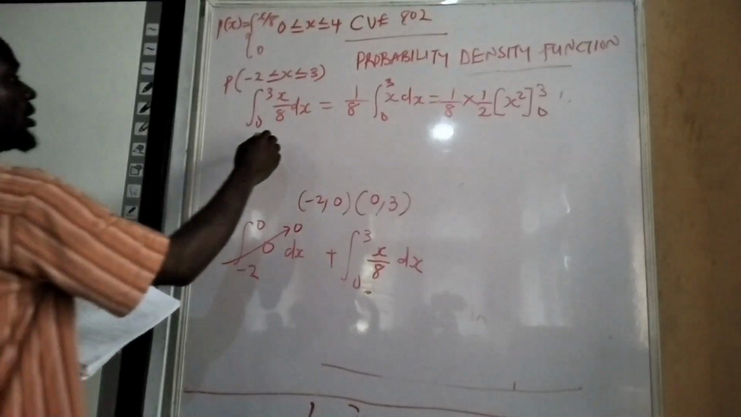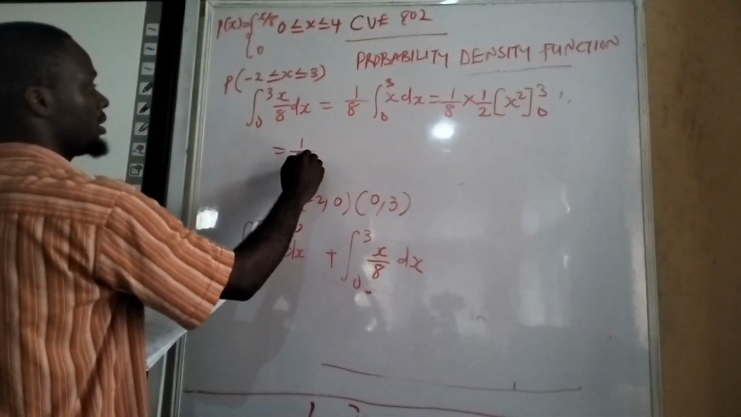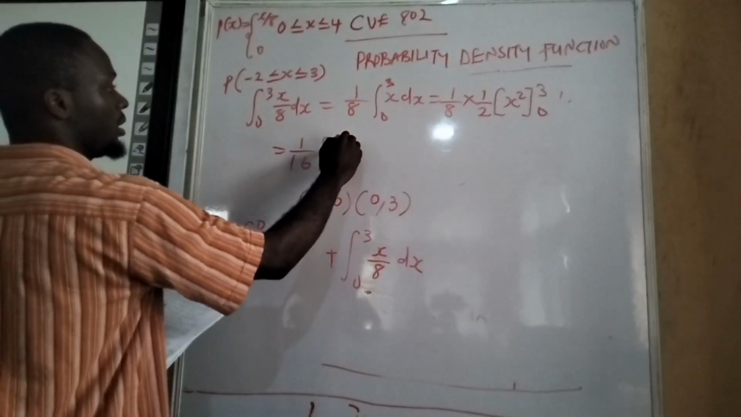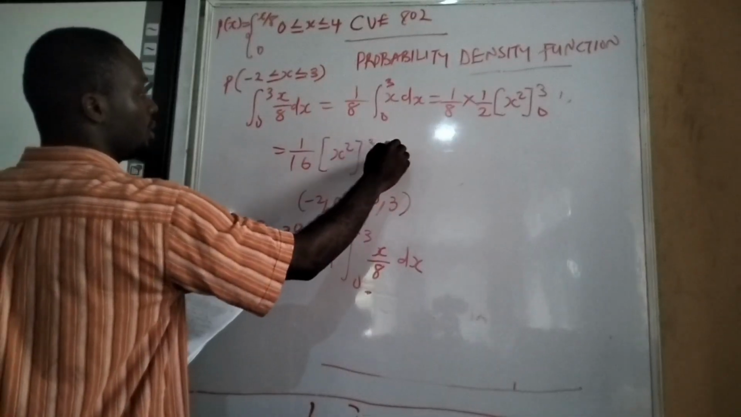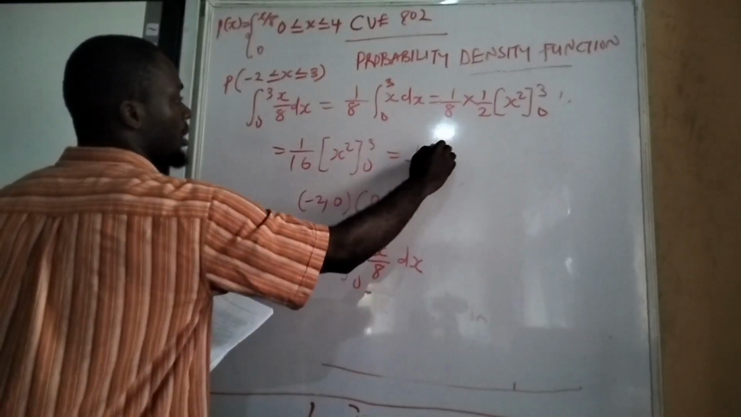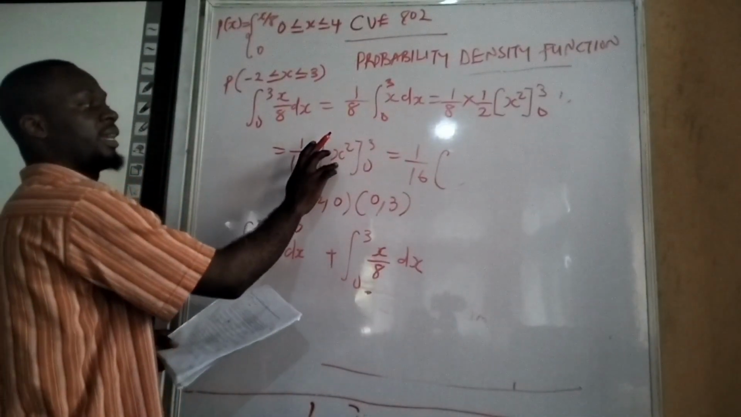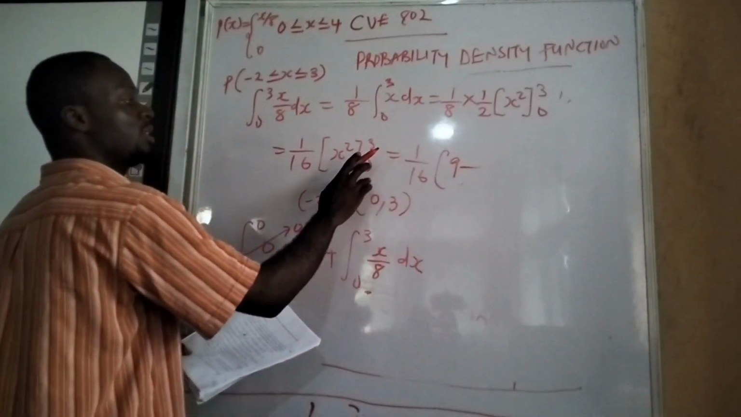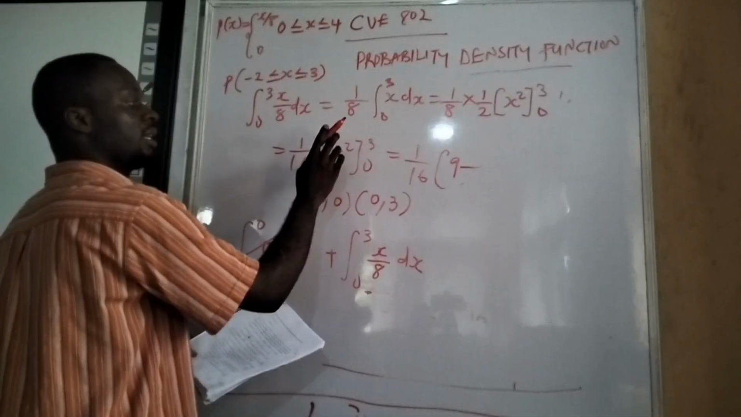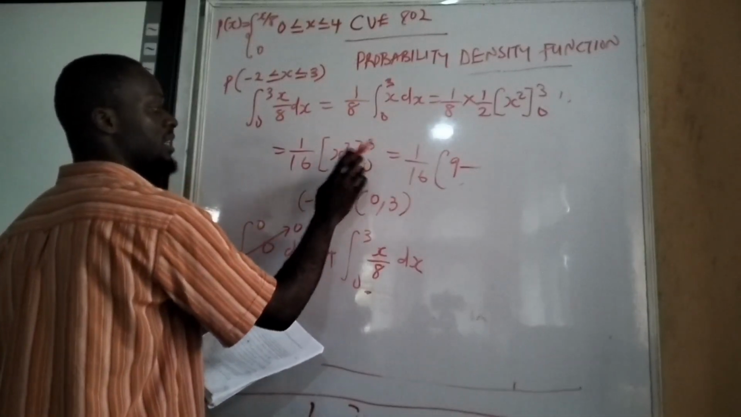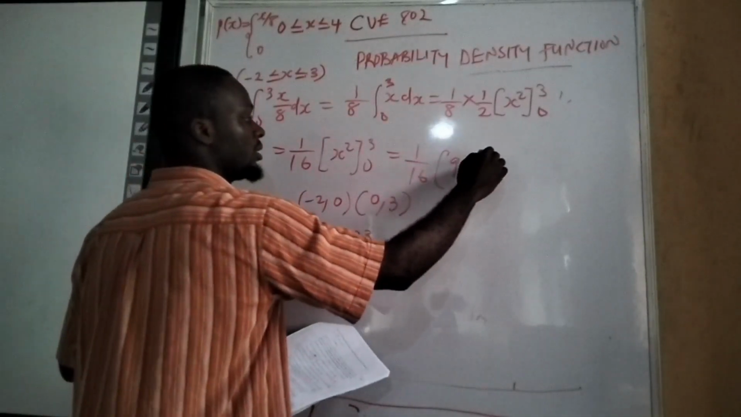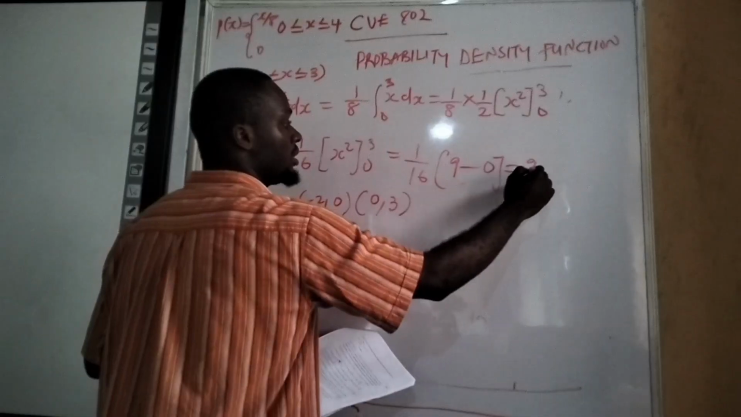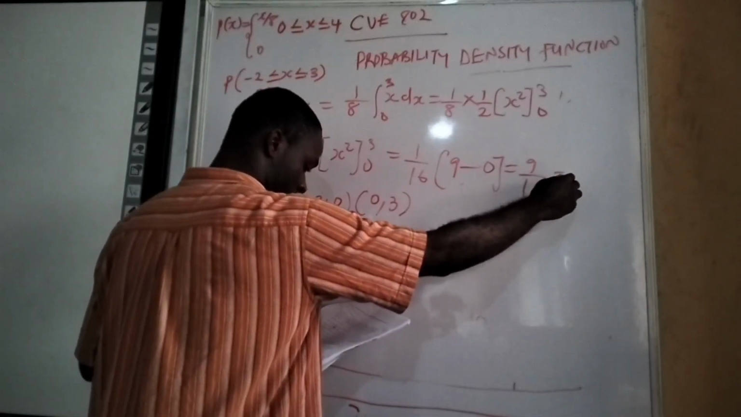So this is 1 over 16 x squared from 0 to 3. You put x at 3, 3 squared, you get 9. Put x at 0, 0 squared, you get 0. So you have 9 over 16, which is the answer.